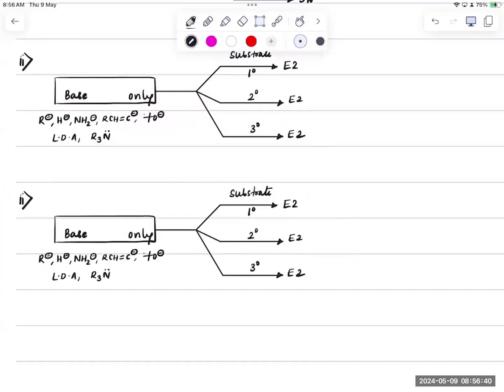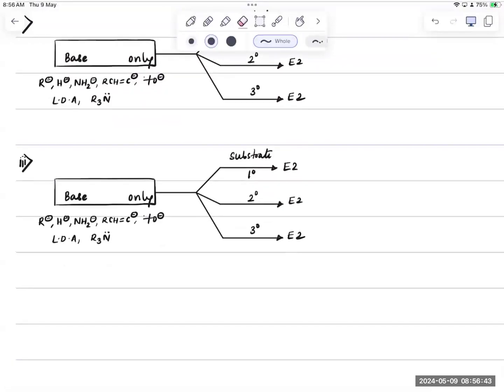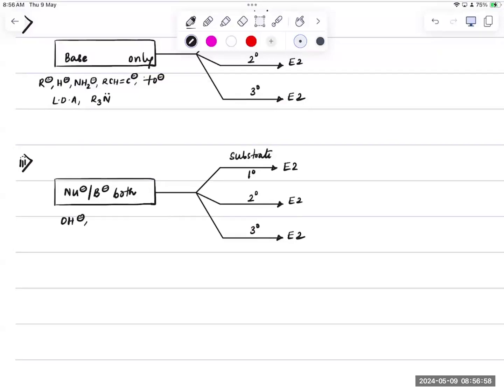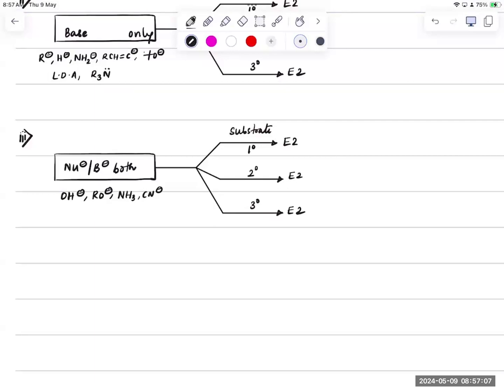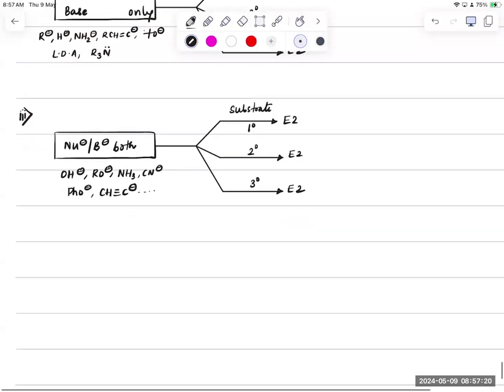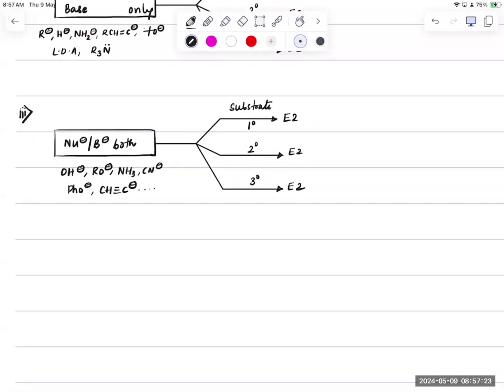Next, third case. If you have both nucleophilic as well as basic nature, both. These reagents are typically like OH minus, RO minus, ammonia, right? Cyanide. What else we have? PhO minus, acetate, acetylene. These can act like both nucleophile and base based on the situation.